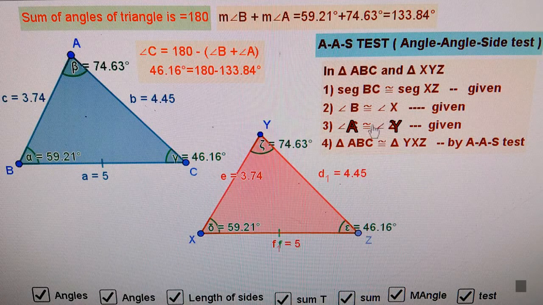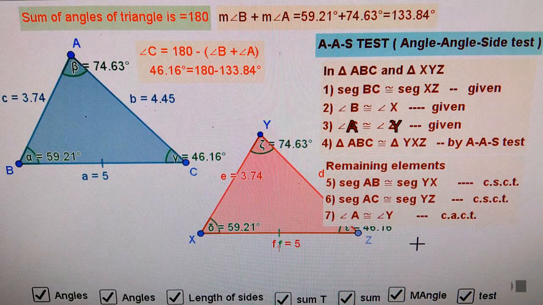From these three given conditions or information, you can write the congruency here. Triangle ABC is congruent to triangle YXZ. Again, while writing this congruency, you must have one-to-one correspondence of the elements. And now you have to write the remaining elements. See, what are the remaining elements here again?